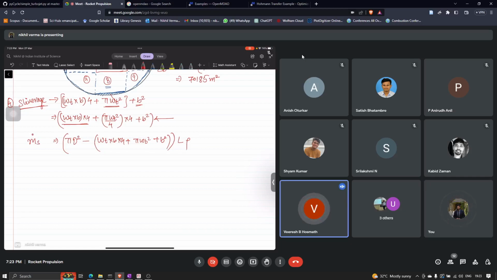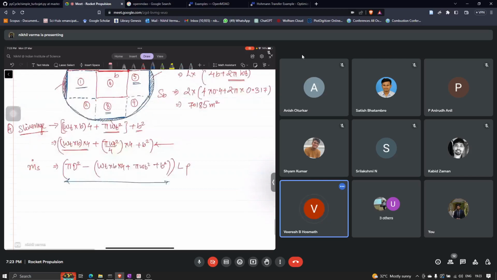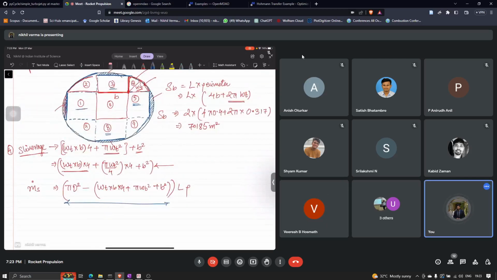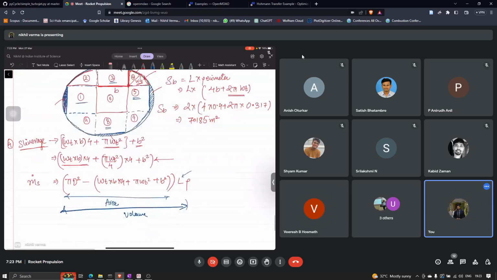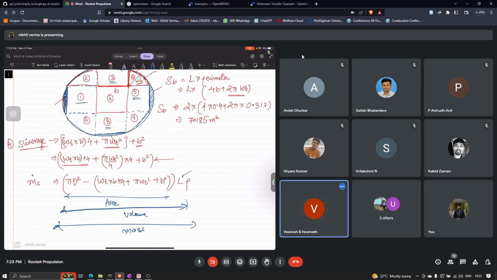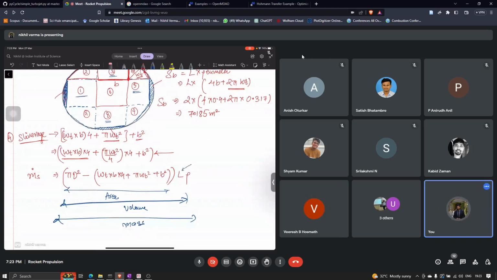How the d square came, sir? D square L and density. Okay, this is the area of this surface, right? Whatever blue that you are seeing here, that is the area. If you multiply with the length, you will get the volume, and if you include the density, you will get the mass. Okay, so calculate this and tell me the final answer.